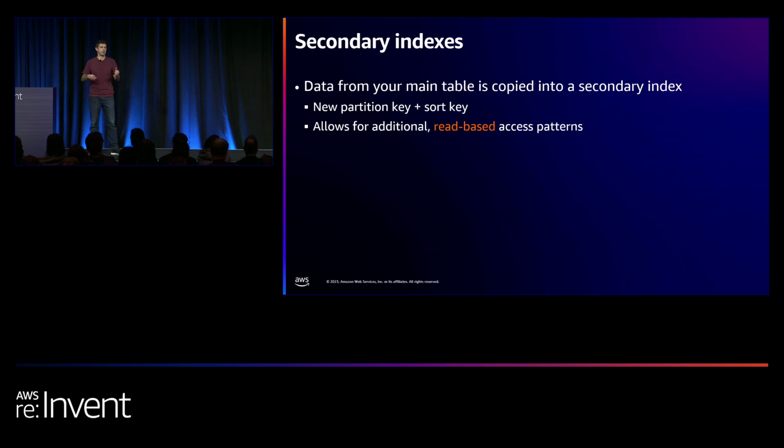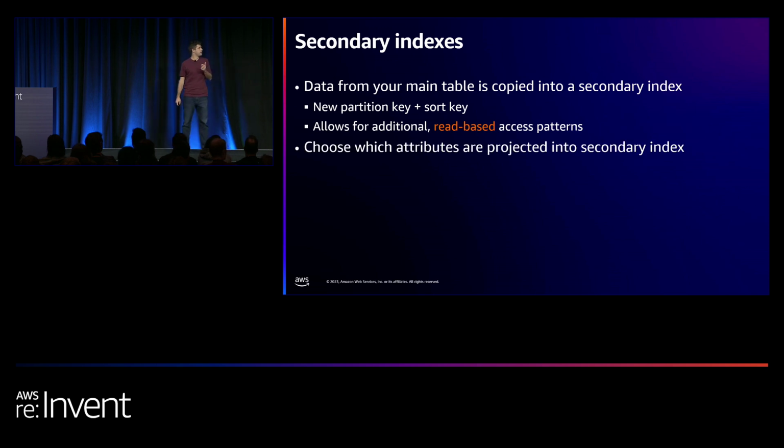All your writes have to go through your main table, and they'll sort of filter out into your secondary index. Now, one thing that's kind of interesting with secondary indexes is you can actually choose which attributes are projected into that secondary index. So by default, you can just say, hey, project the entire item in there, and I'll get the entire item in my secondary index when I want to.